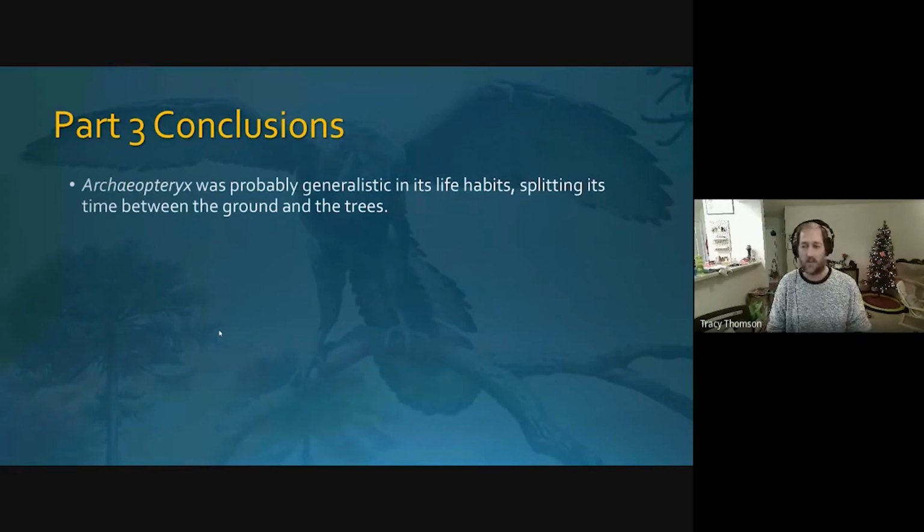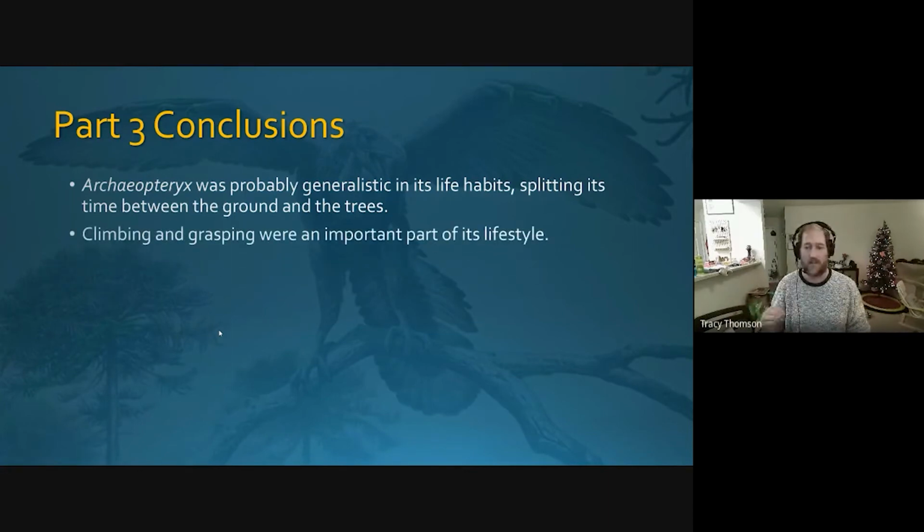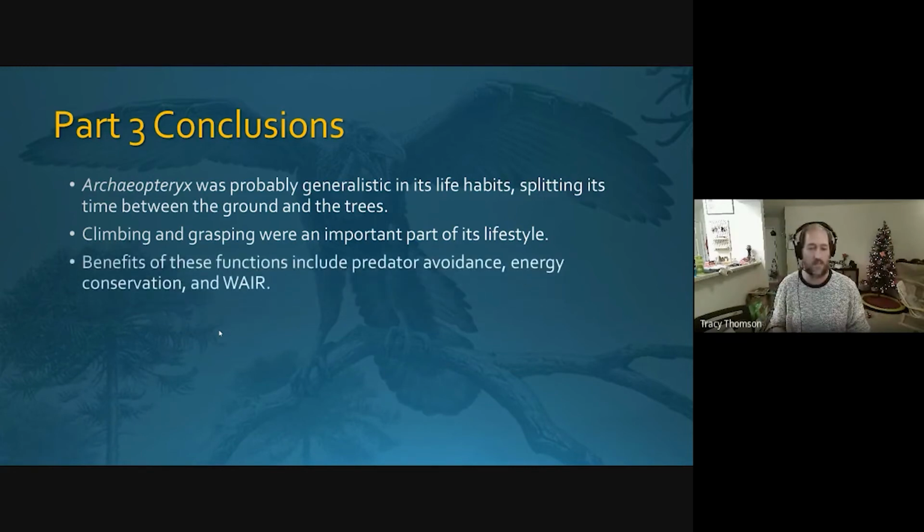All right, so those are the conclusions. Archaeopteryx is probably generalistic, splitting its time between the ground and the trees. Definitely, as far as the claws are concerned, climbing and grasping and perching in the trees was an important part of its lifestyle that needs to be considered.